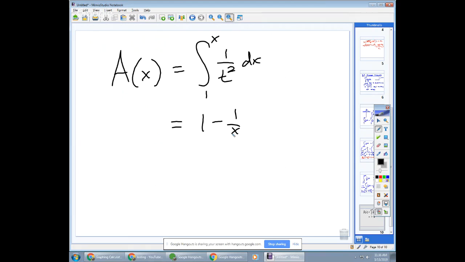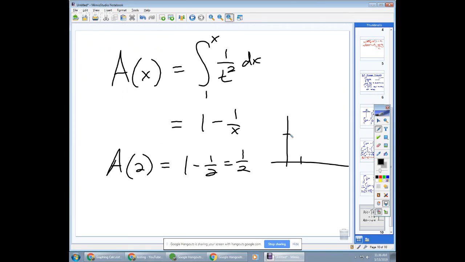So if you said, can you find me the area under that curve from 1 to 2? That would be A of 2 according to this function. Well, that would just be 1 minus 1/2, which is 1/2. Graphically, what did we just find? Well, here's the point (1, 1). We went over to 2. If you square 2, you get 4. So then, oops, sorry. We just found that area right there.